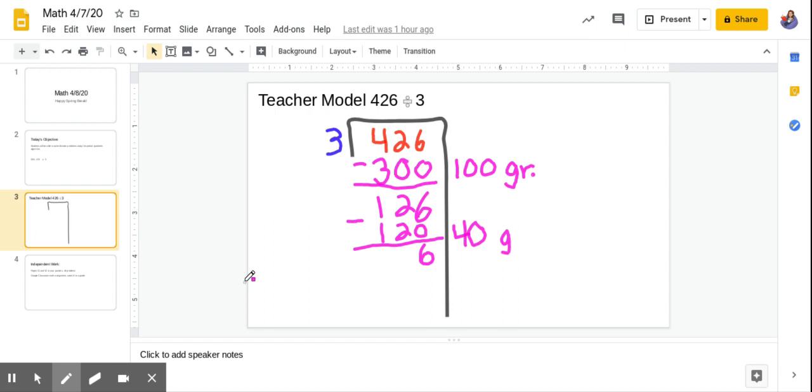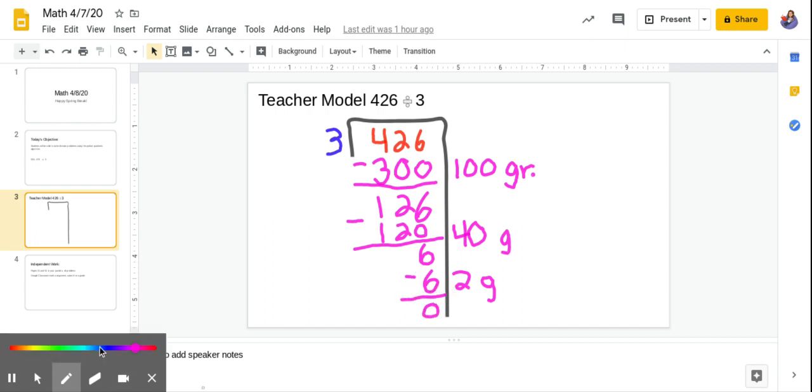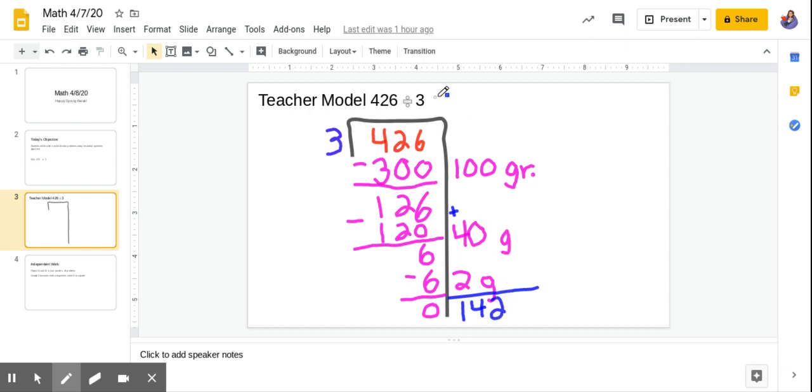Now this is super easy. How many times does 3 go into 6? I know 3 times 2 gives me exactly 6. And I am done. Well, not done yet because I have one more step, obviously. I need to figure out the answer. 100 plus 40 plus 2 gives me 142. So looking back at our original problem, 426 divided by 3 is 142.